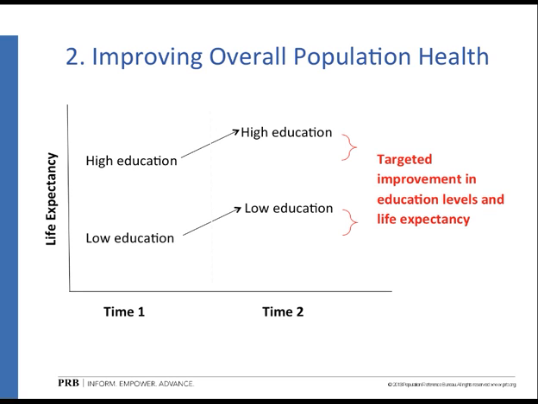So once again, under ideal circumstances, following a social policy intervention to improve overall population health, we would see an increase in educational attainment for everyone.